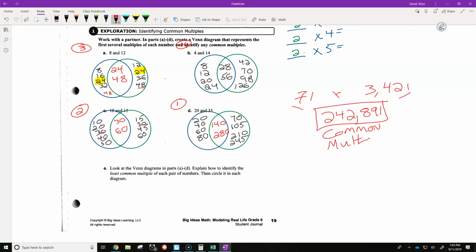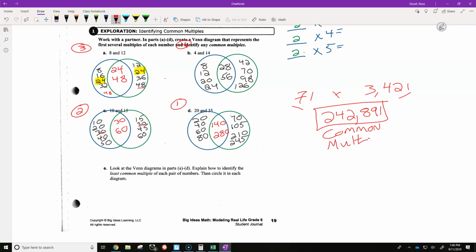We know it because 71 will go into that number if I skip counting by it 3,421 times. 3,421 would go into 242,891 if I skip counting 71 times. So if we only learned method 1 today, which is making a list, you would have to write down 71, and I go 71, 142, 313, and I have to do that 3,421 times. Is that going to be effective? No. You want to do that for your homework? No. That's why we're going to learn the second method.